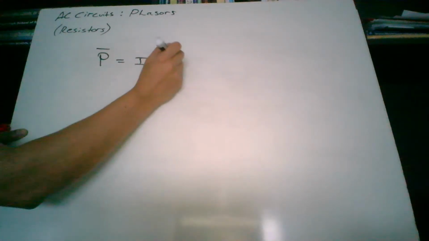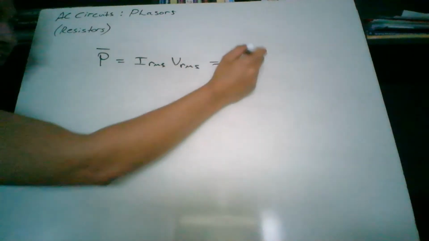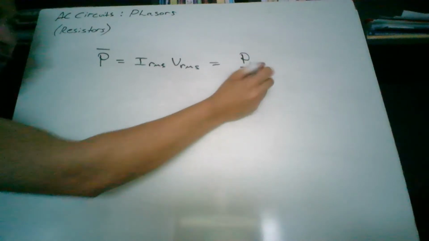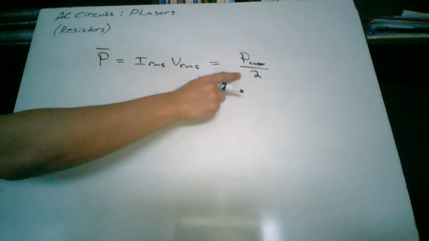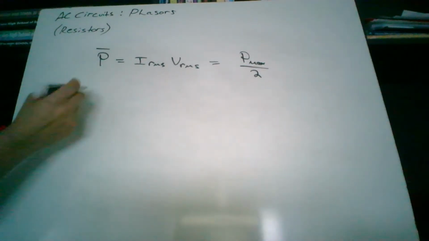And the average power is going to be equal to I RMS times the voltage RMS. And that's going to be equal to the power max divided by 2, not the square root of 2, remember that. You can work out why that's going to be 2, not the square root of 2.